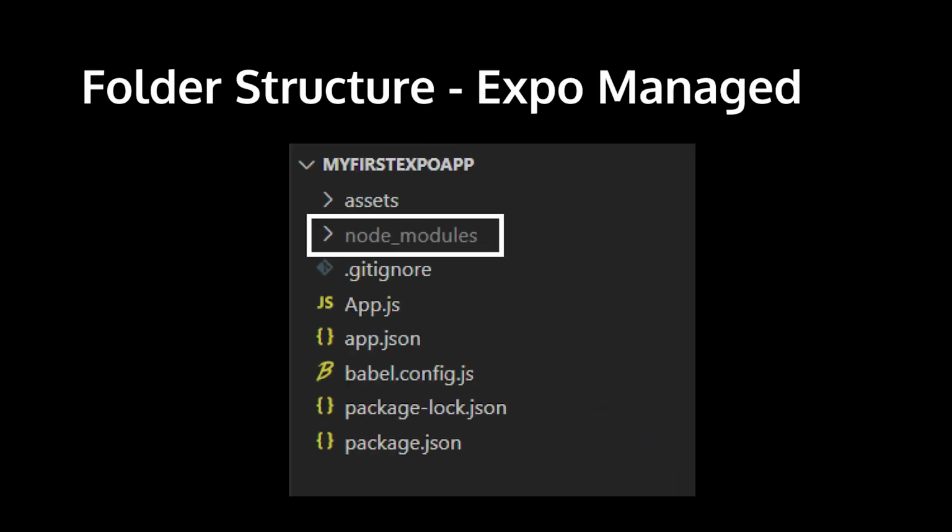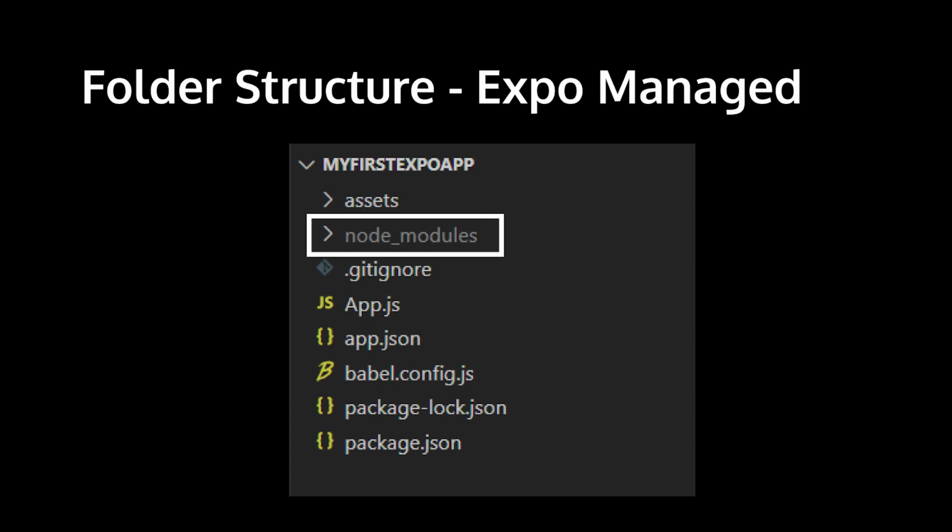The second folder in the file structure is the Node Modules folder. This folder contains all the packages and dependencies required for your Expo Managed React Native project. It's automatically generated and managed by Expo, and you don't need to manually modify or interact with this folder. Expo takes care of installing and managing the packages for you, ensuring that your project has all the necessary dependencies to run successfully.